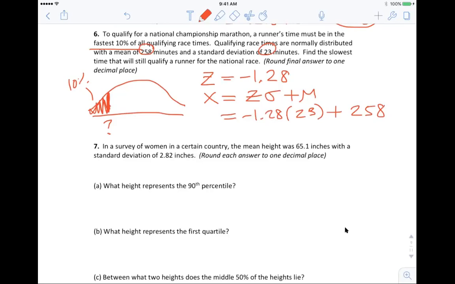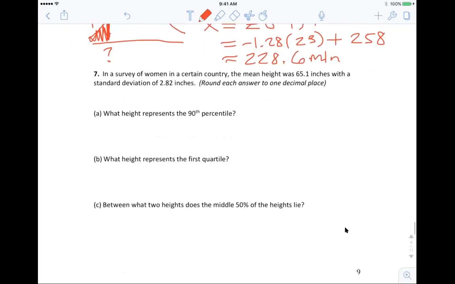All right, and then I'm going to get my calculator and just do that all at once here. This is approximately, if I do 1 decimal place, I'm getting 228.6. That's in minutes. There's your final answer. Okay. So that's how those work. One more we can try here at the bottom.